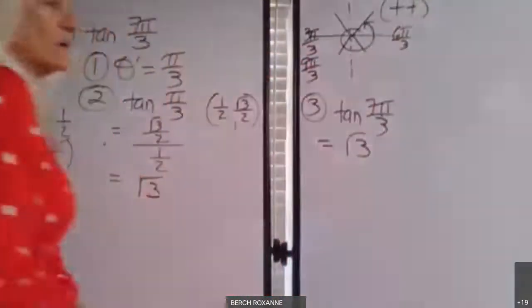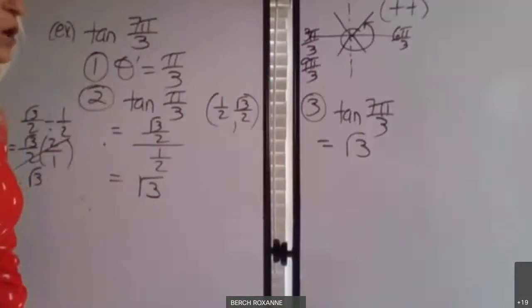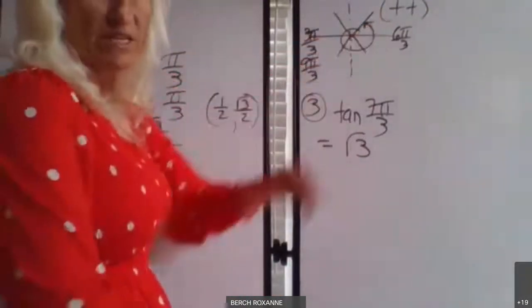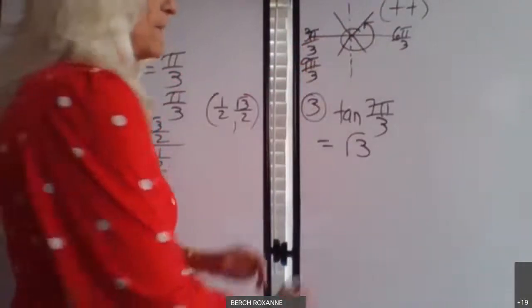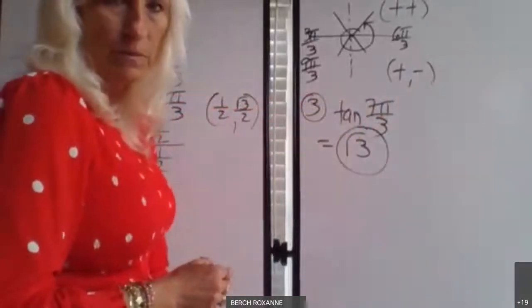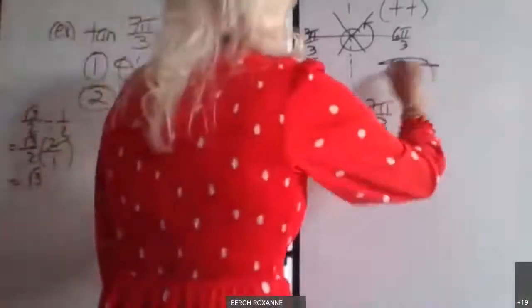Right. So the signs in the first quadrant are positive, positive. So remember that tangent is y over x. So what's a positive divided by a positive? A positive. Now, if it had been down here, positive, negative, that would have been a negative divided by a positive, which is negative. But it wasn't.